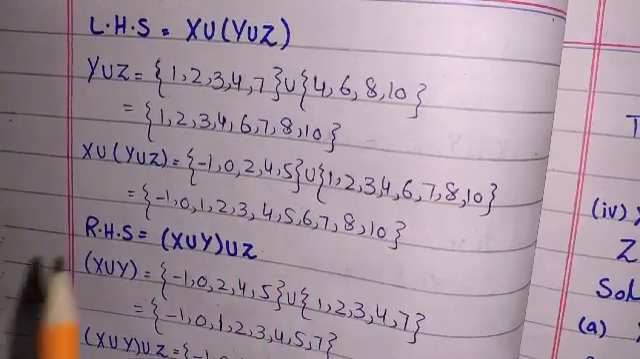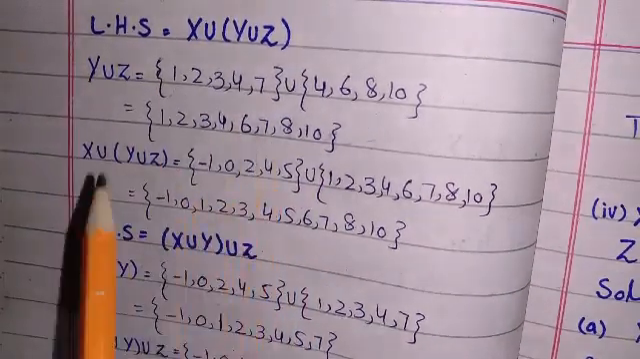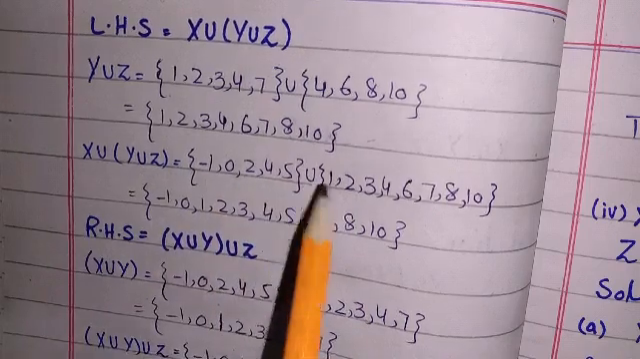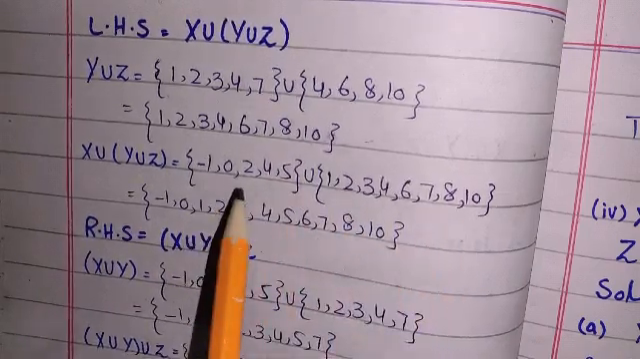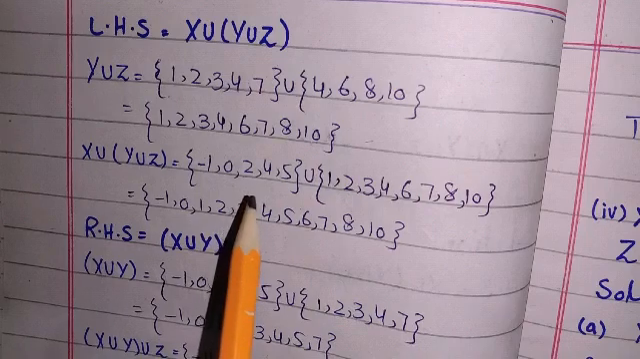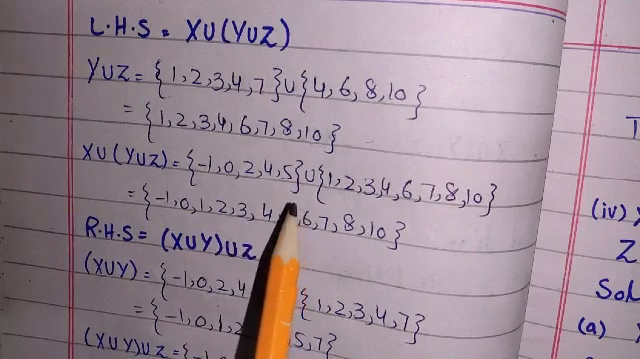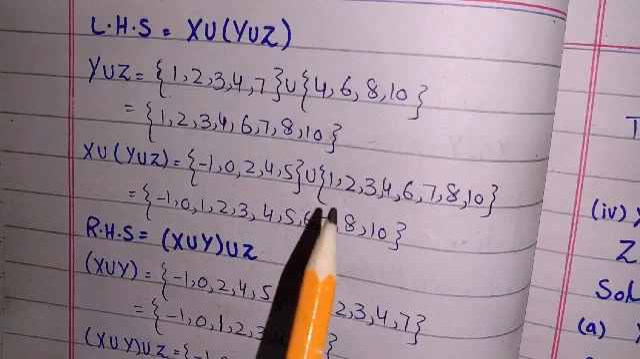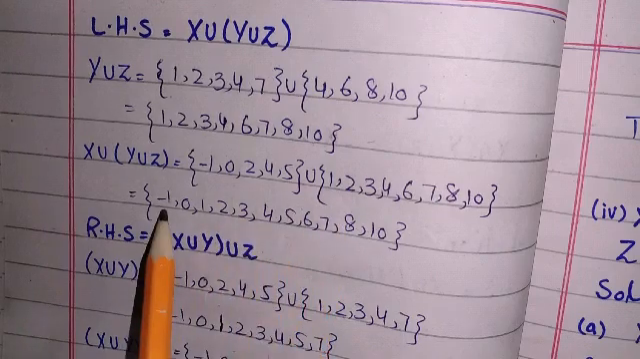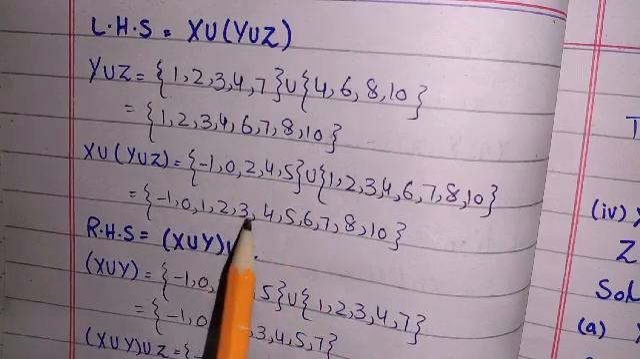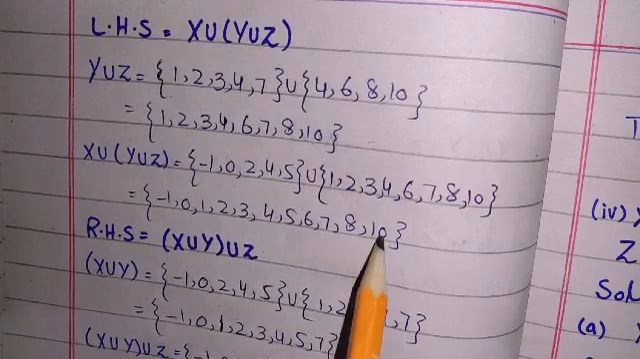Now students, we will find the union of X and the resultant set. We will write the X set first, then union, then our resultant set. Now students, in union you know that we have to combine all the elements of both sets, but the common elements in both sets will be written once. So our answer is -1, 0, 1, 2, 3, 4, 5, 6, 7, 8, and 10.